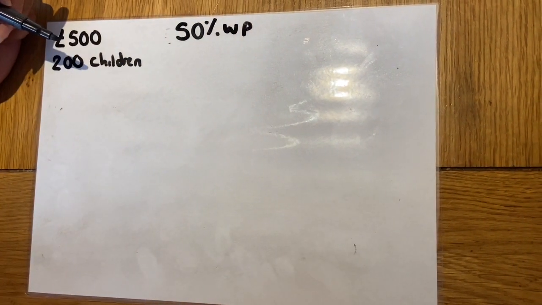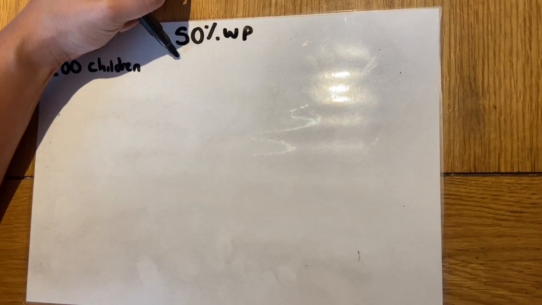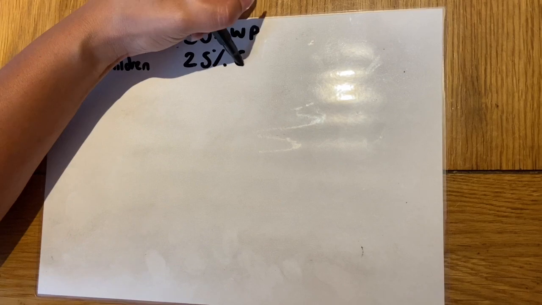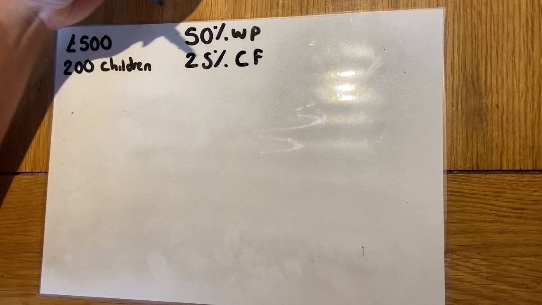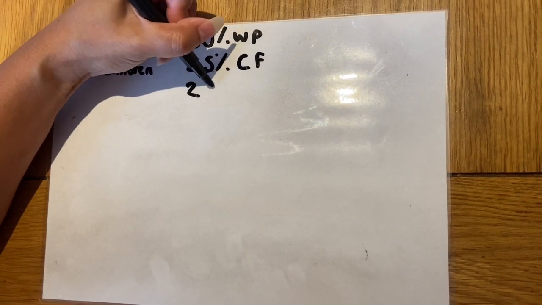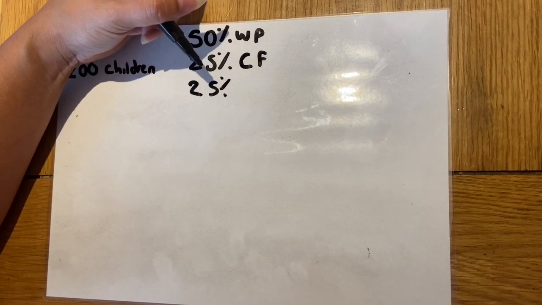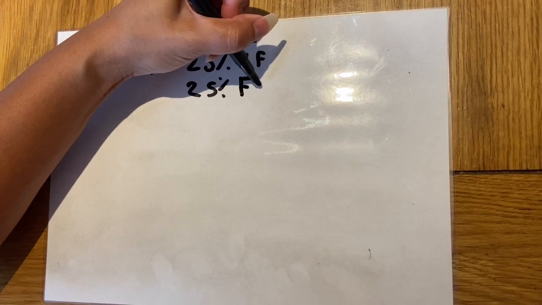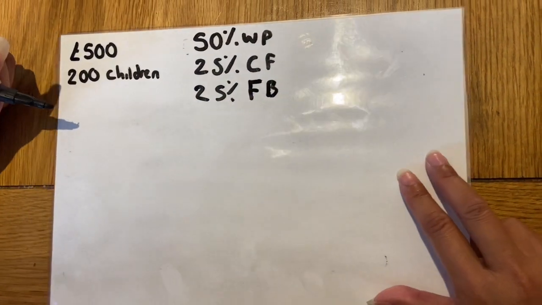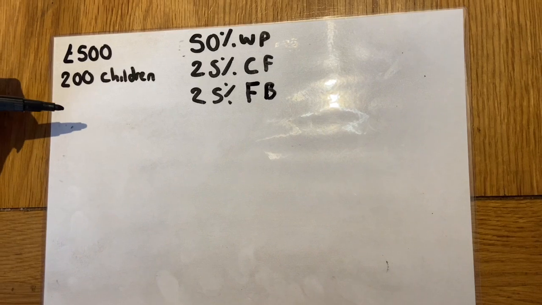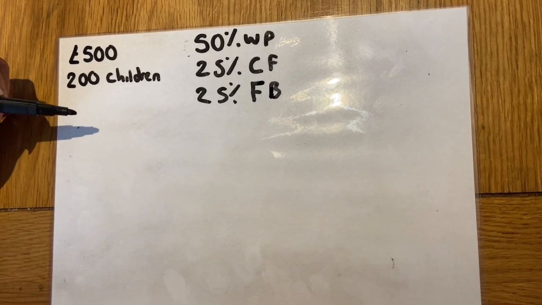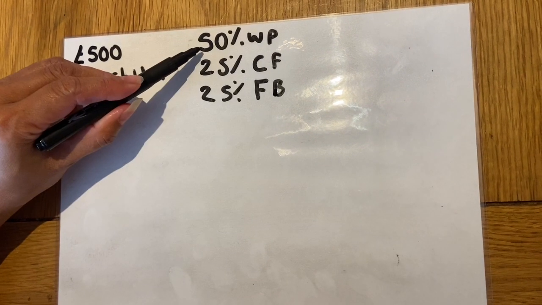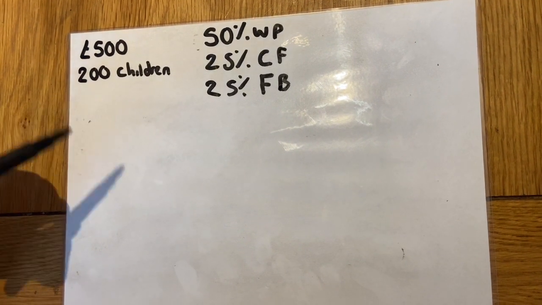Okay, 25% voted for the climbing frame, and 25% voted for a friendship bench. Okay, so we can use equivalent fractions to help find percentages. So first thing we want to ask is, how can we find 50% of 200?